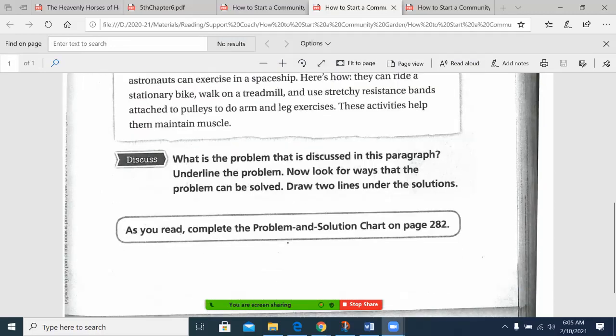As we read this week's text, there is a problem and solution chart found on page 282. You may complete it there, or you can complete the Google form version posted under the second read. At this point, you may return to the Google Classroom for further instruction.